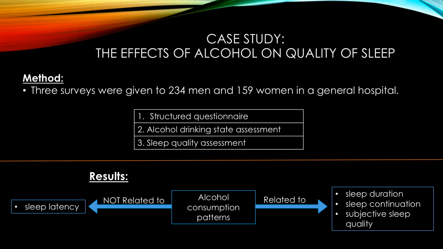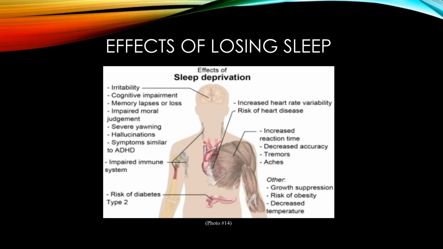In the next slide, we will see how these changes in sleep cycles can affect your body as a whole. Photo 14 allows for us to visualize where sleep deprivation directly impacts your body. The lines seen in this image are leading to the person's brain, heart, immune system, and pancreas.